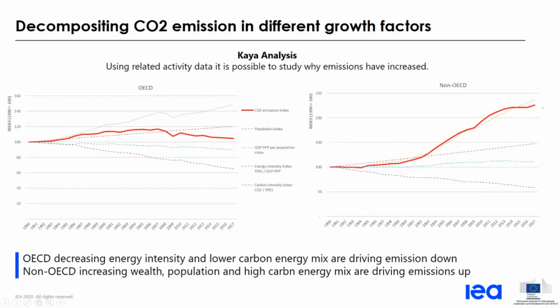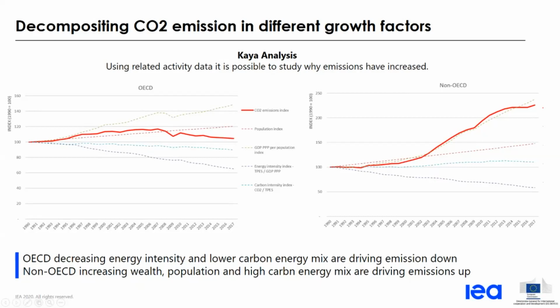And then you can decouple this, trying to analyze the different factors that brought about this change in CO2 emissions. For example, we can easily see that in the OECD we have a strong decrease in energy intensity, this purple line. We have a carbon intensity decreasing. This means that the energy mix used in the OECD is getting more and more renewables. You have less fossil fuels and more renewable energy in the share, while the population is increasing, as well as our wealth, so GDP per population.